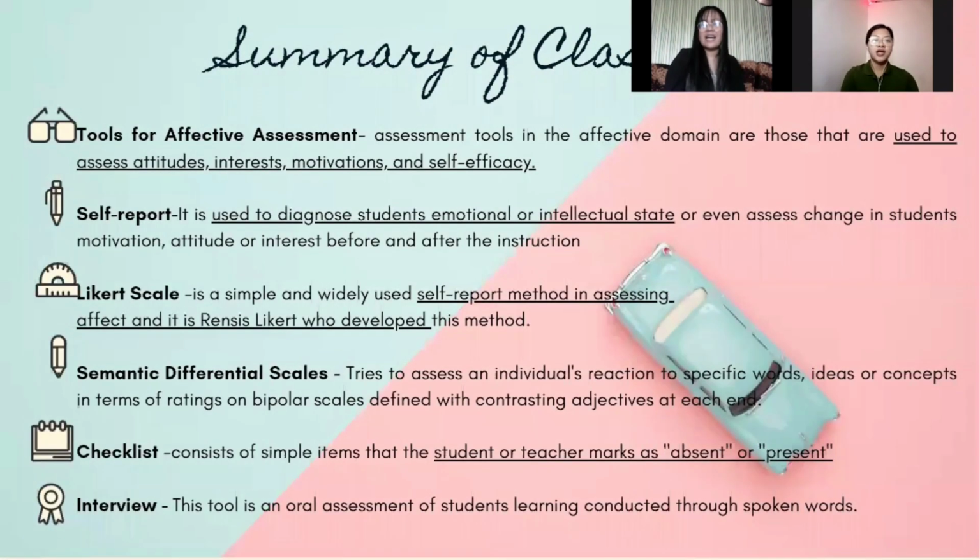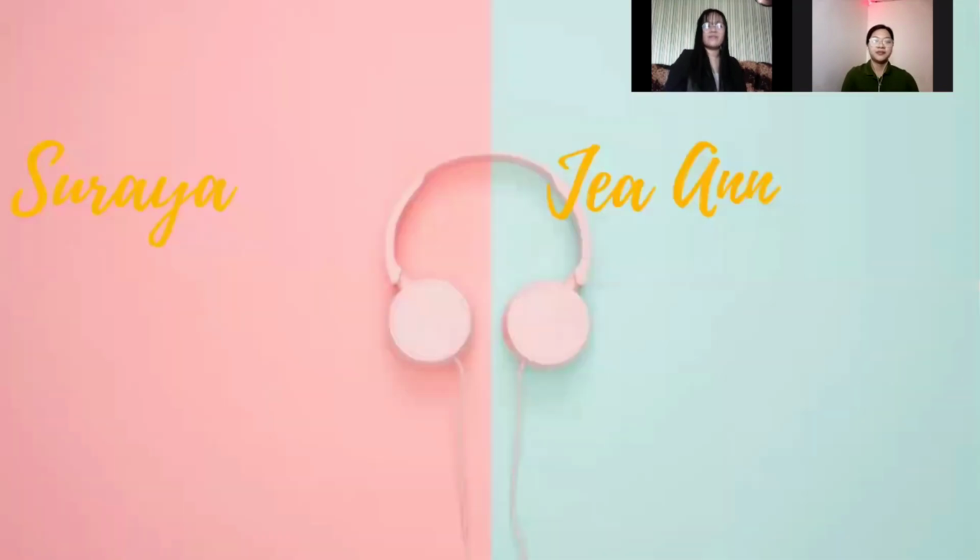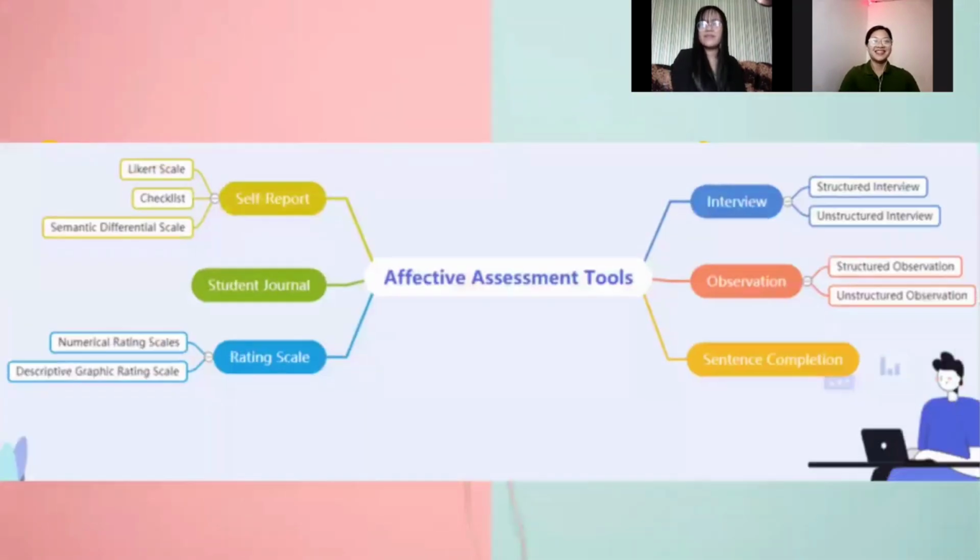Next is the summary of the task, the mind map. The central point is the effective assessment tools. On the left side is the self-report. Under the self-report are the Likert scale, checklist, semantic differential scale, student journal, and rating scale. Rating scale has two types, the numerical rating scale and the descriptive graphic rating scale.